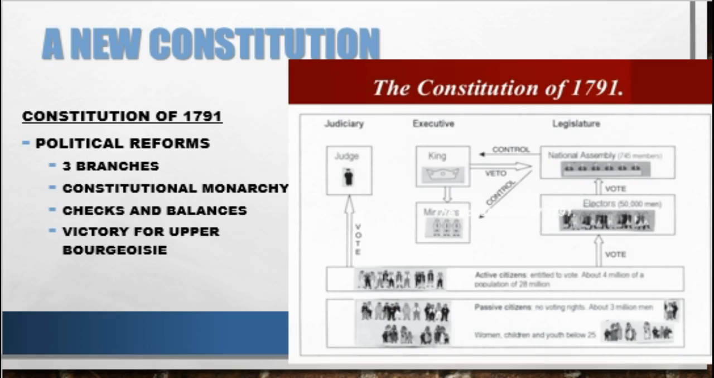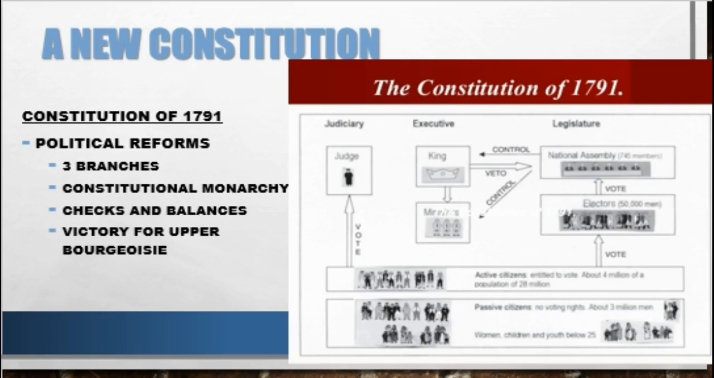Voting was limited to 25-year-olds plus. Also, you had to be a tax-paying male. Holding political office was limited to what amounted to the middle and upper class, so wealthier males. The bourgeoisie seemed now to have all the power. And many nobles were not elected, and we've already talked about how a lot of them were leaving.